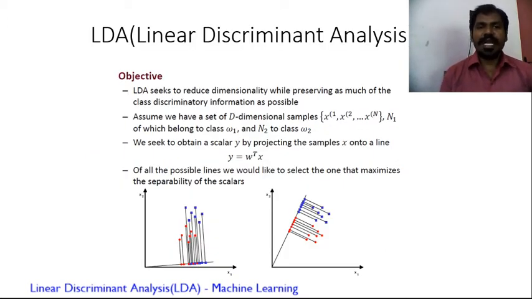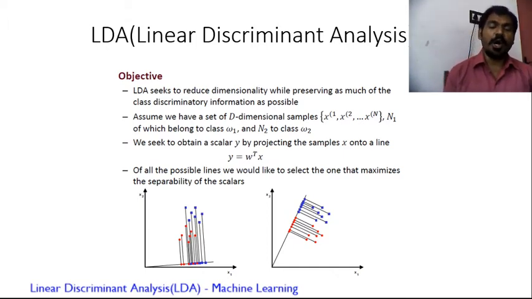So the objective of LDA is to seek reduced dimensionality, as I was saying, and mapping onto a lower dimension space. Assume we have a set of d-dimensional samples x1, x2, up to xn, of which n1 belong to class w1, and similarly n2 to class w2. So we seek to obtain a scalar y by projecting the samples x onto a line, that is y is equal to w transpose x.